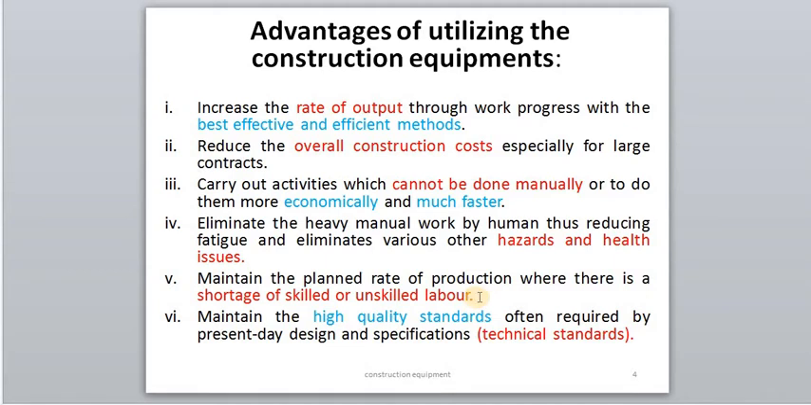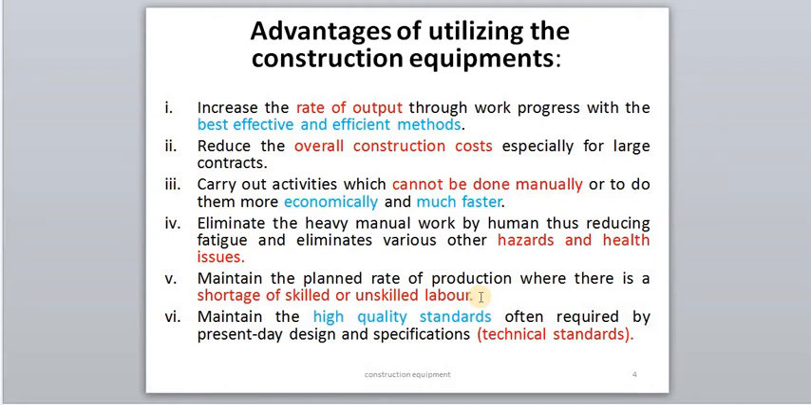There is a substitute for laborers, and nowadays the substitute for laborers for the construction of any work is nothing but advanced equipments. Okay? So when there is a shortage of skilled or unskilled laborers, at that time we can use advanced equipments for construction of a project. Okay? Also, what is point 6?